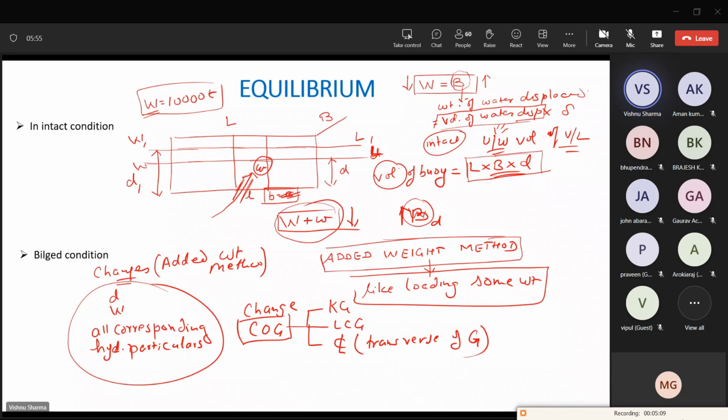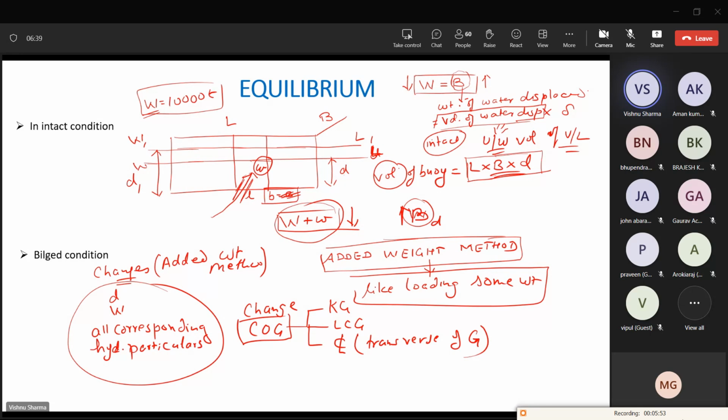Guys, what triggered the change here? The draft increase from D to D1 was triggered because the displacement changed. So please remember, in the added weight method, the trigger is the change in displacement. Is that clear, guys? In the added weight method, the trigger for the change is the change in displacement. Do you all agree with me? Yes or no? Yes, sir. Okay. So one method done. Very good.